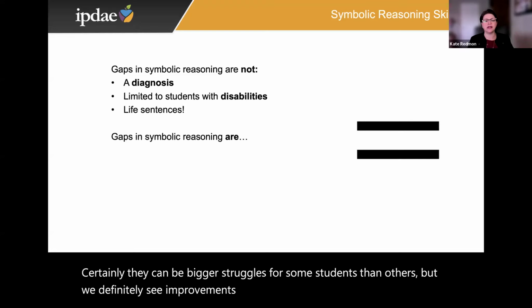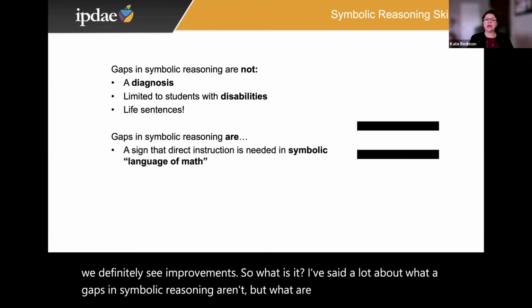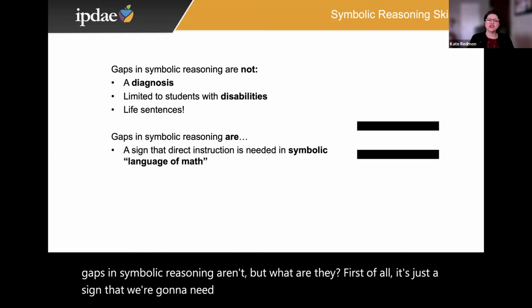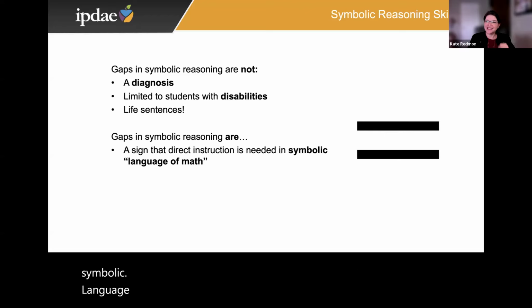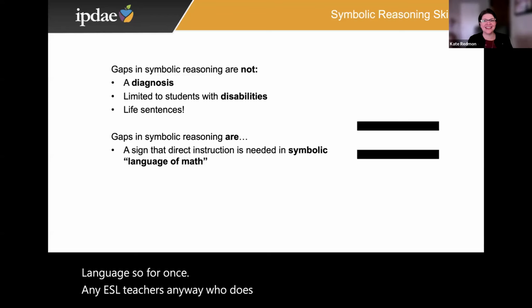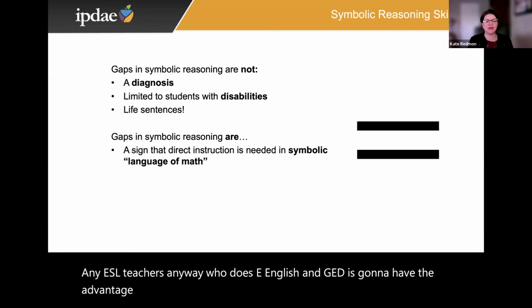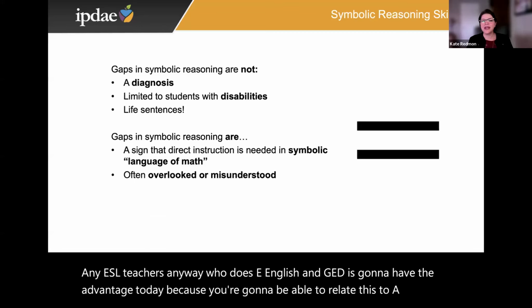So what is it? I've said a lot about what gaps in symbolic reasoning aren't, but what are they? First of all, it's just a sign that we're going to need some direct instruction in the symbolic language of math. And we're going to be thinking about math today as a symbolic language. So for once, any ESL teachers, anybody who does English and GED is going to have the advantage today because you're going to be able to relate this to a lot of what you do.